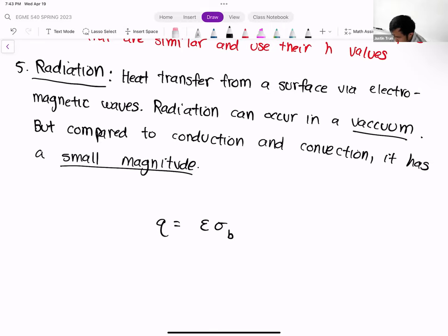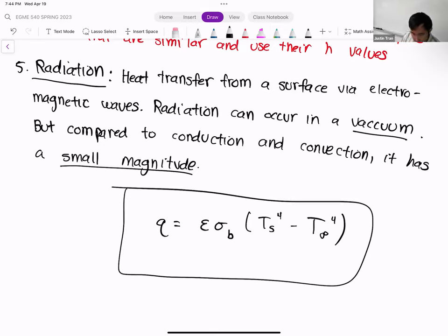The heat transfer via radiation is given by Q, which is equal to epsilon times sigma B, which I'm going to define in a second, multiplied by the temperatures to the fourth power: TS to the fourth minus T infinity to the fourth, where those two quantities have the same interpretation as convection. TS would be the temperature of the surface, and T infinity would be the temperature of the ambient environment or ambient fluid.